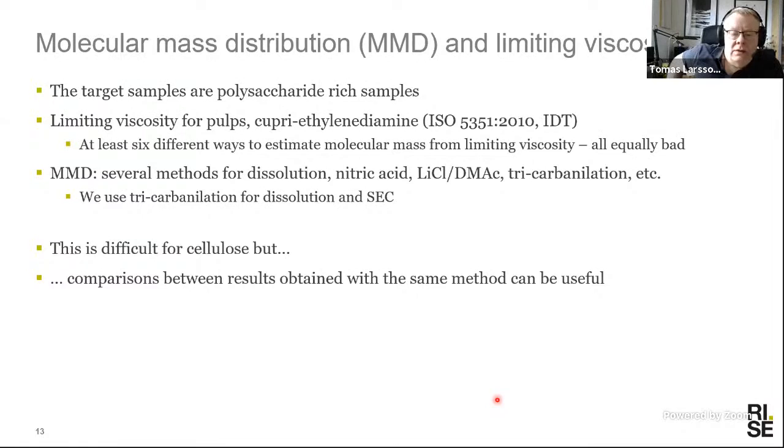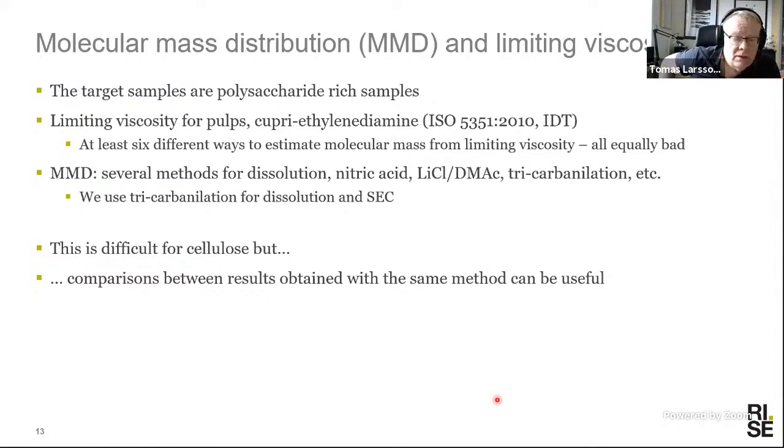And here we have a variety of methods where you can dissolve the cellulose by different methods. You have nitric acid, lithium chloride, dimethylacetamide, and 3-carbonylation, etc. We choose eventually to use the method based on 3-carbonylation and detection or separation by size exclusion chromatography, SEC. I don't remember really why. I think it was because of the dissolution time. I think this is one that doesn't take too long.